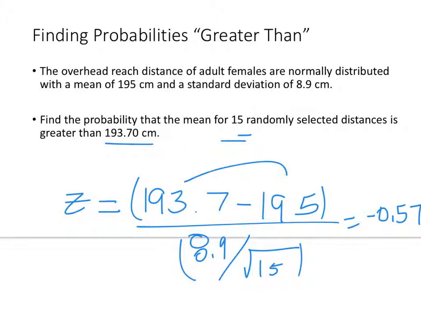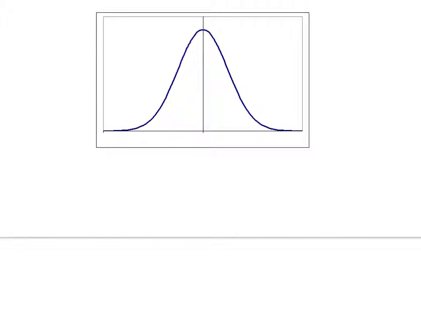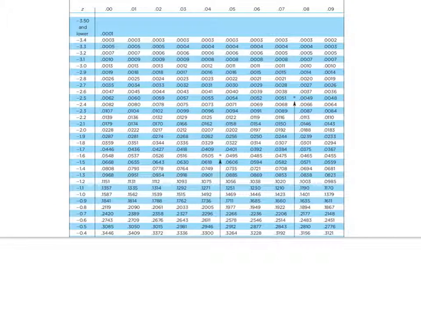It should be negative because this value is below the mean. And that's important to note, that you understand when you're getting answers, do they seem like they're right? Well, if the mean is 195 and we're looking at 193.7 or above, if I'm to the left of the mean, I should get a negative number. So again, my z was negative 0.57. Notice that's a negative, so I now have to actually grab the negative side of my table.